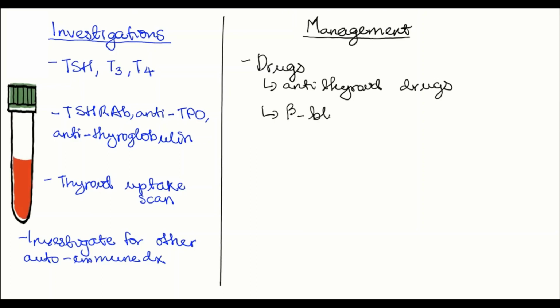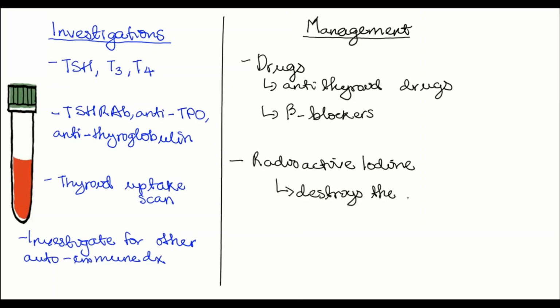Beta blockers are also given because most of the actions of the thyroid hormone are enacted via the sympathetic nervous system. Next up is radioactive iodine. This is the first choice of treatment in some countries. It acts by destroying the thyroid gland. As you would expect, it is contraindicated in pregnant and nursing mothers.